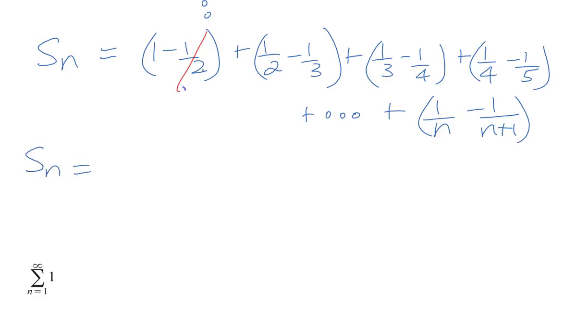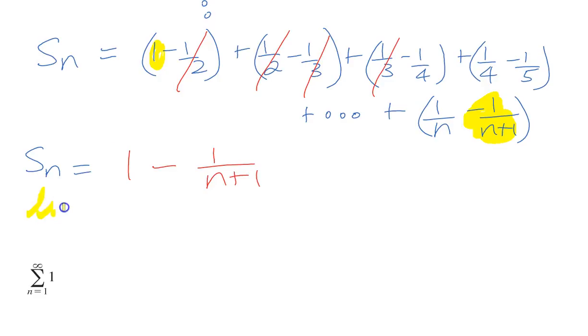Negative 1 half, positive 1 half gone. Negative 1/3, positive 1/3 gone. So guys, likewise, everything will be gone, leaving us with the 1 here, which is not going to go anywhere, and the last term, negative 1 over n plus 1. Leaving us with this term and the last term. All the middle terms will be cancelled. So this is what we call a telescoping series. Alright guys, so now we have established what Sn is.